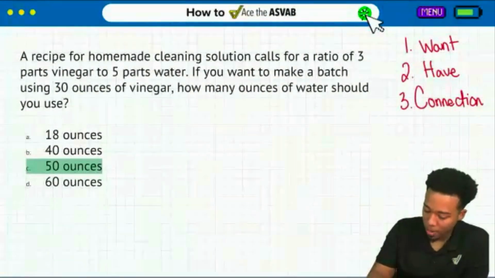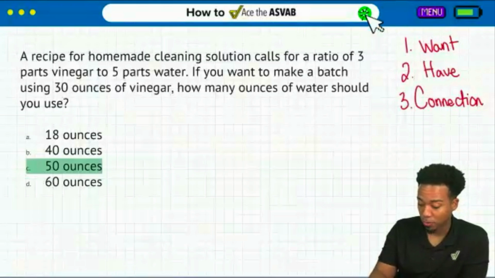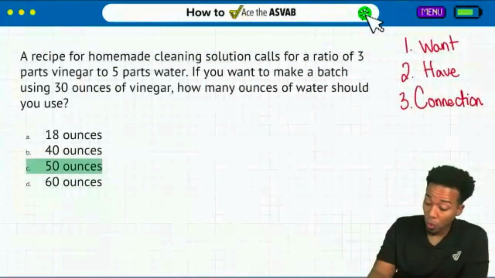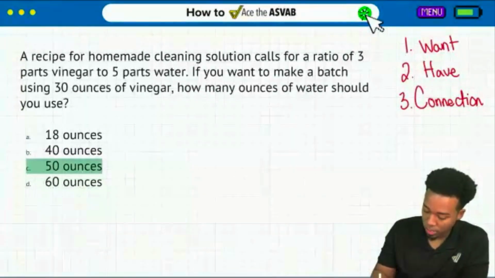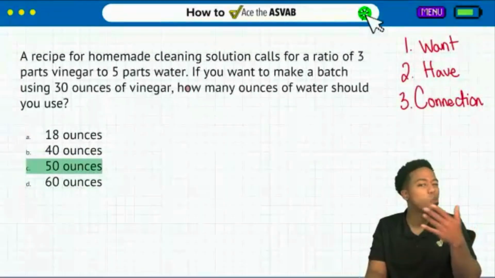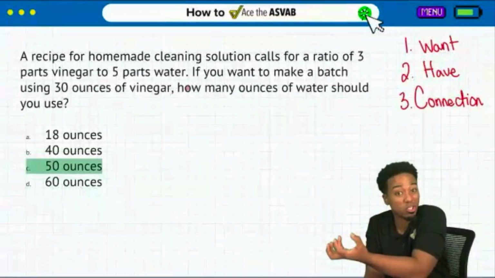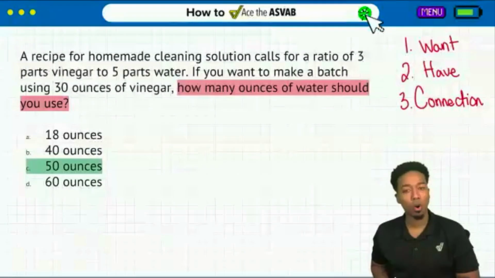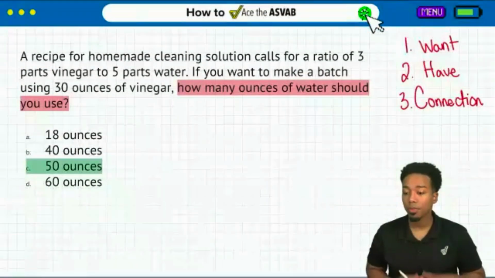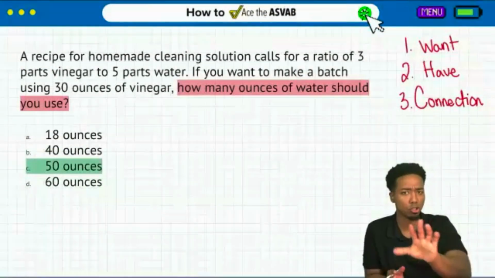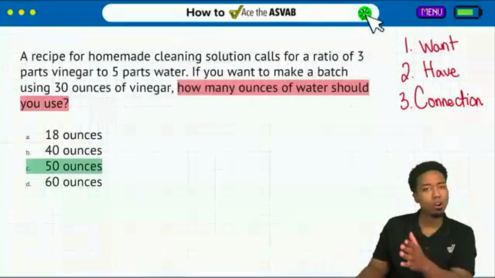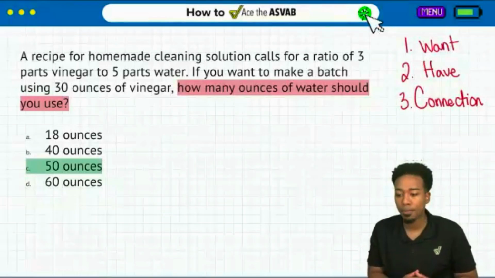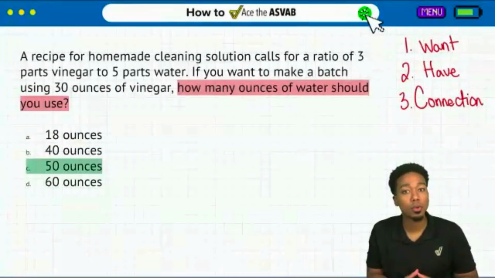So right over here, everybody, this is what we'll do. We are not going to start off by reading a recipe for homemade cleaning solution. We're going to go straight over here where it says who, what, when, where, how many, which of the following. So the actual question itself, that's where we start. And so we'll start off by saying, how many ounces of water should you use? Everybody, does that make a little more sense to how to start off a word problem? If you start with the first thing being your objective, doesn't that feel like things are going to be a little easier for you?